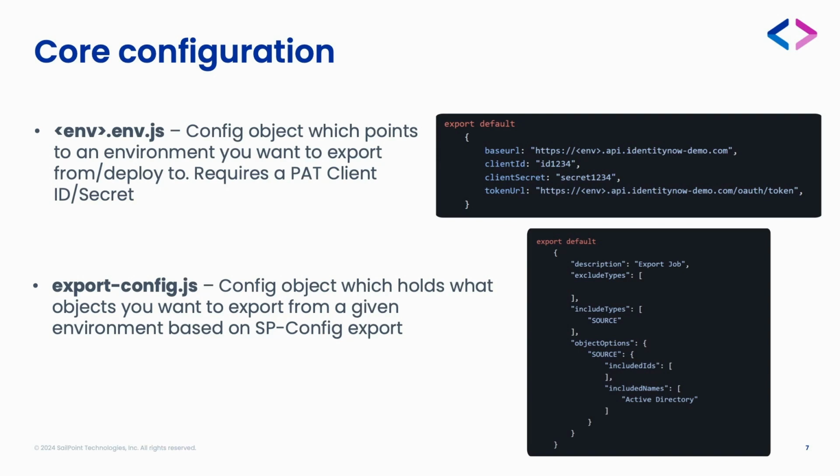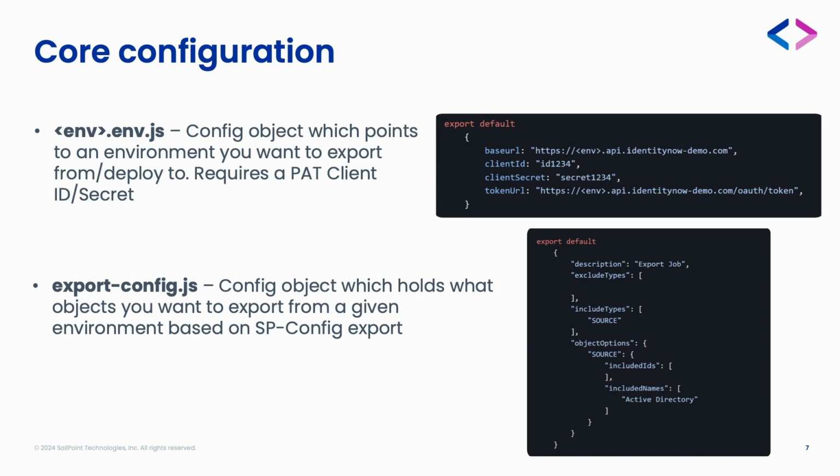So for example, we could have sb.env.js. This is going to be a config object which points to an environment you want to export from or deploy to. It's going to require a personal access token, client ID, and secret to interact with the SPConfig APIs.